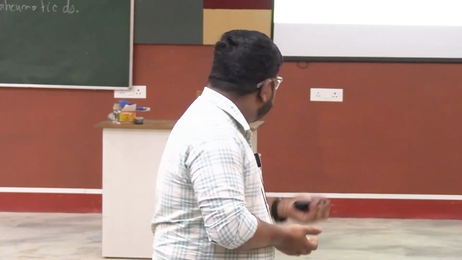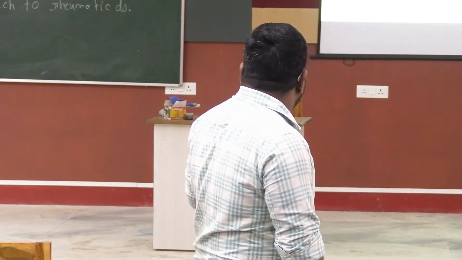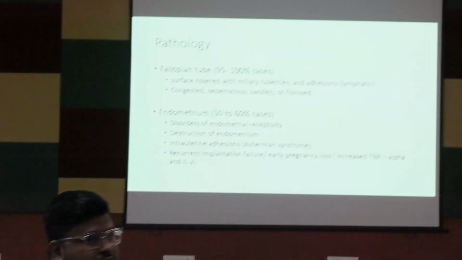The fallopian tubes, okay, we're back here. The tubes appear congested, edematous, red. They have tubercles on top of it, and there are blockages in the fallopian tubes. This is the most important thing. The fallopian tubes have blockages in them. This causes the infertility. The other part is endometrium.